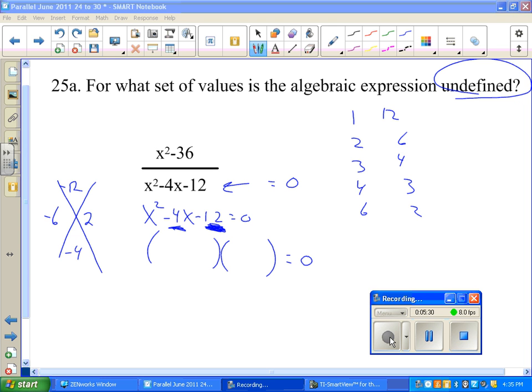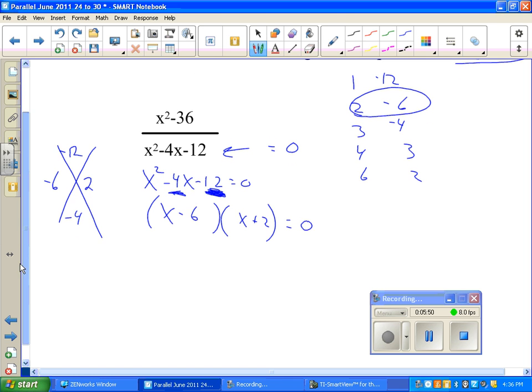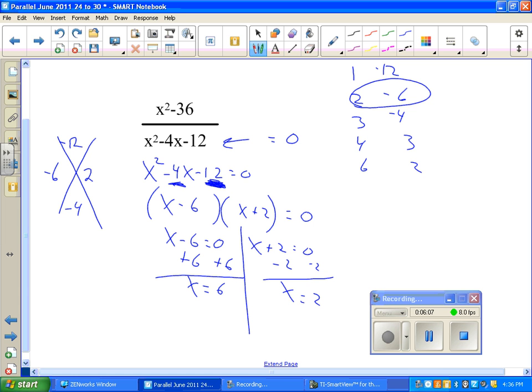Now since they have to multiply to be negative 12 and add up to be negative 4, the larger one has to be negative. And there we go. So it's x minus 6 and x plus 2. Well, if they multiply to be 0, like I said earlier, one of them has to be 0. Either x minus 6 equals 0 or x plus 2 equals 0. So let's figure out which one. Actually, both of them. We add 6 to both sides: x equals 6. We subtract 2 from both sides: x equals negative 2. We have two answers.